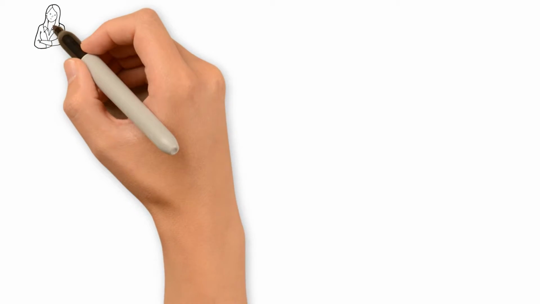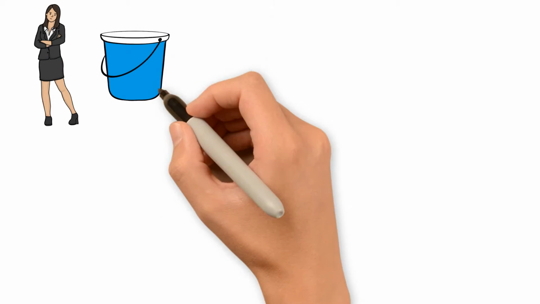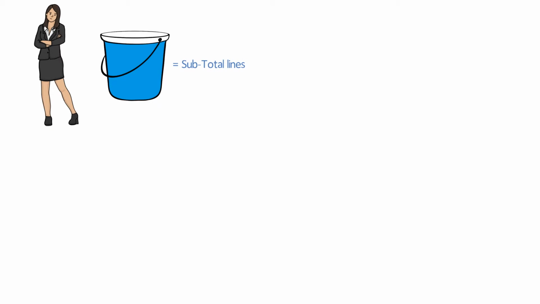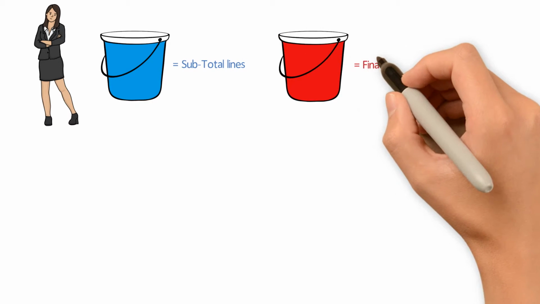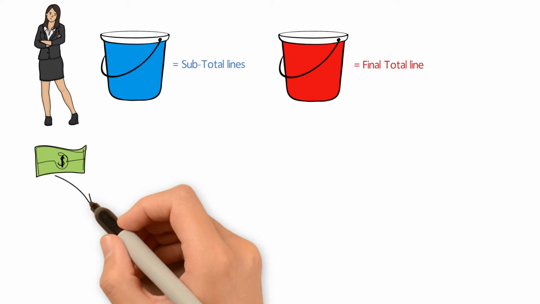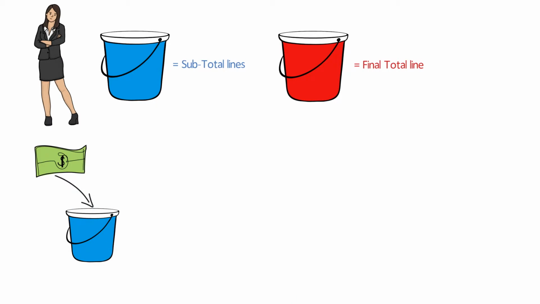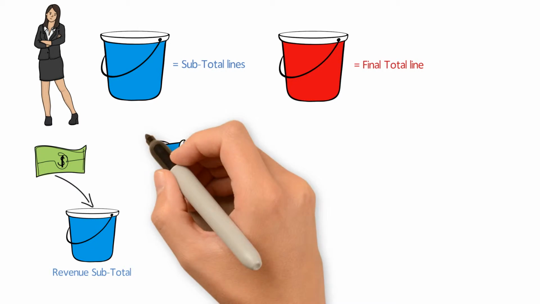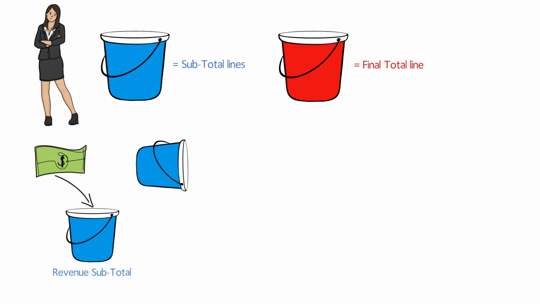Let's say Penny has two buckets, a blue one which represents the subtotal lines on a report, and a red one which represents the final total line. The credit value of Penny's revenue from selling and distributing sweets accumulates in the blue bucket, and she obtains the subtotal of revenue. Before she can use the blue bucket to accumulate the expenses, she must empty it.